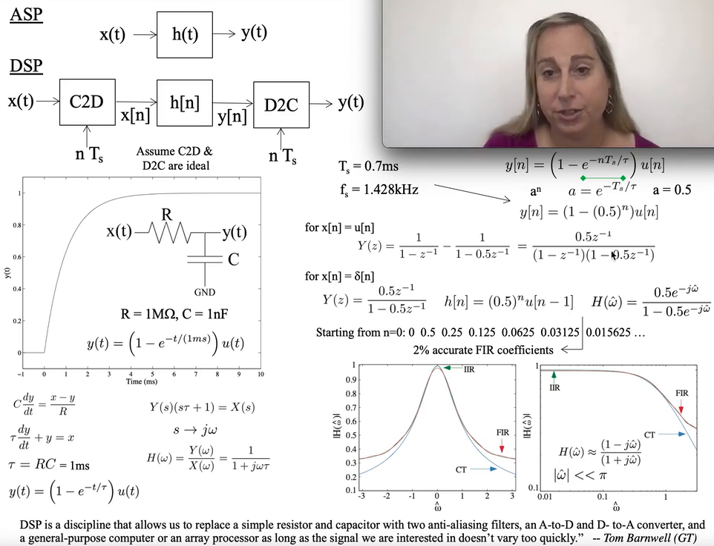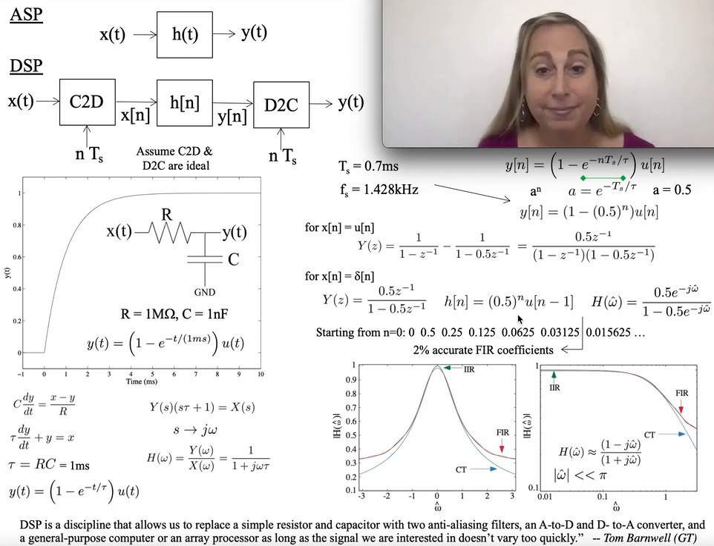So what's left is just the remaining two terms, the 0.5 and the 1 minus 0.5 z to the minus 1. So this gives me a very straightforward h of n, which is 0.5 to the n, u of n minus 1, which is cool. It also gives me a frequency response. And I want to take a look at a couple of these questions.